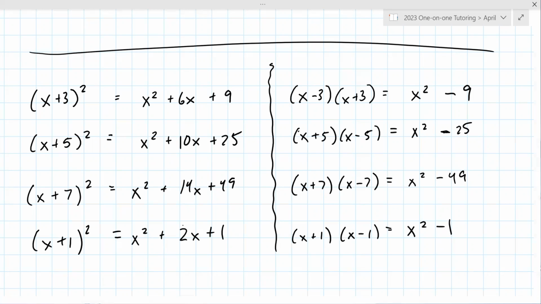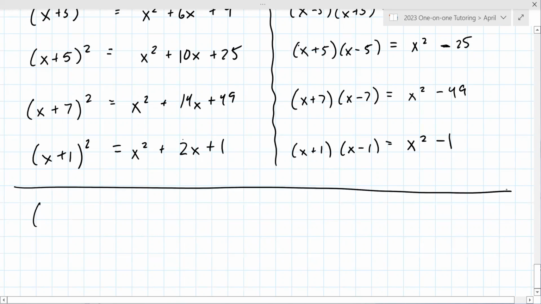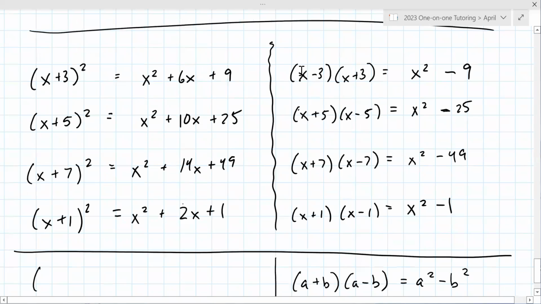All right, so here's the summary of this. Actually, let's do the one on the right, that's easier. It is a plus b, a minus b, and it always becomes a squared minus b squared. Yes. So let's go back and look. See how x is really a, x times x gets you x squared. B squared is the 3 and the 3 to get you 9.